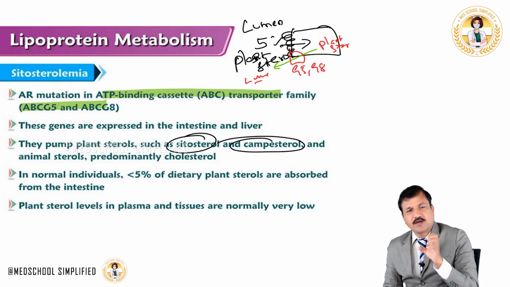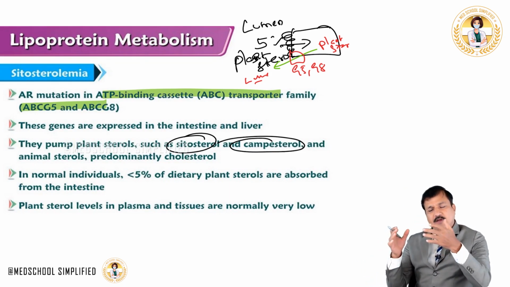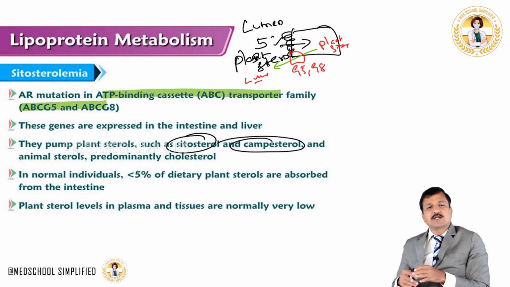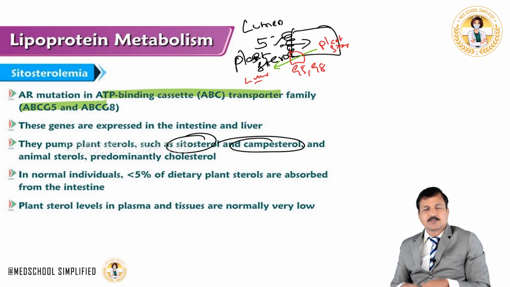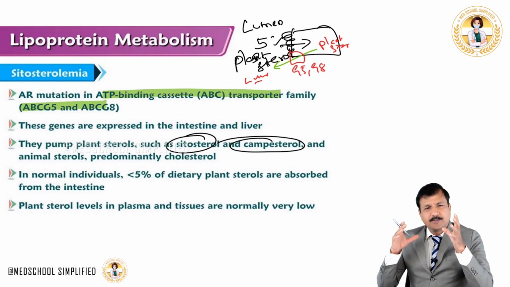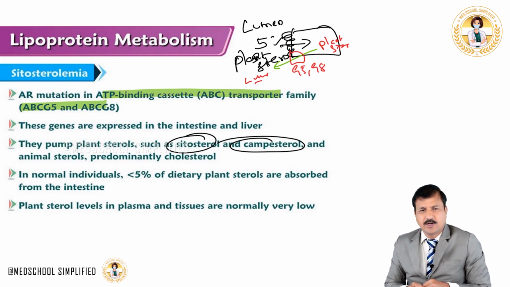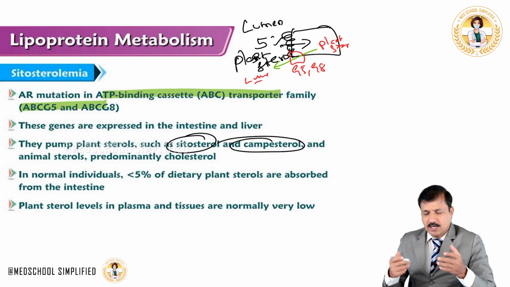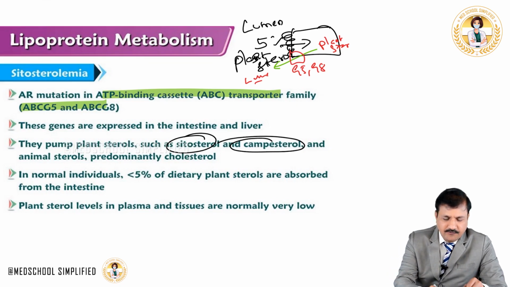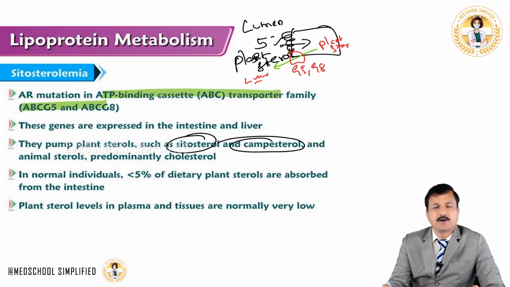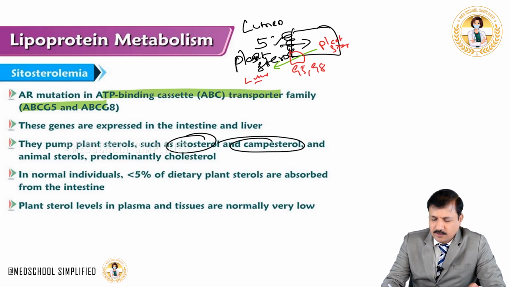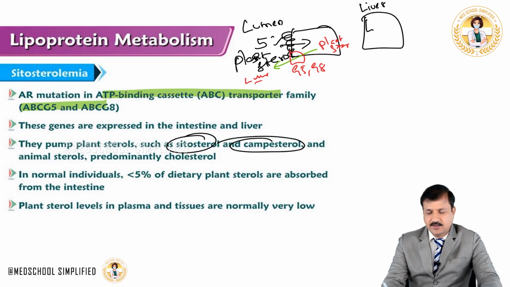Basically, having G5 and G8 transporters over the intestinal membrane will decrease the appearance of plant sterol in our body, especially in the blood, right? But still some amount of plant sterols will enter our body through chylomicrons, and chylomicrons will offload that plant sterol in the form of chylomicron remnant into the liver. So some of the plant sterols will find their way into the liver.